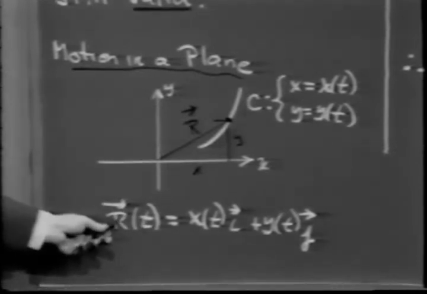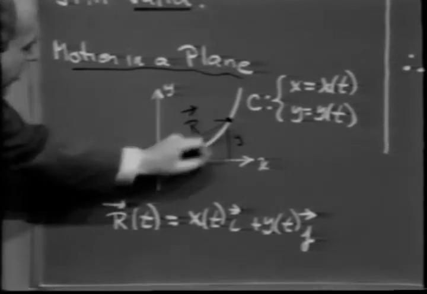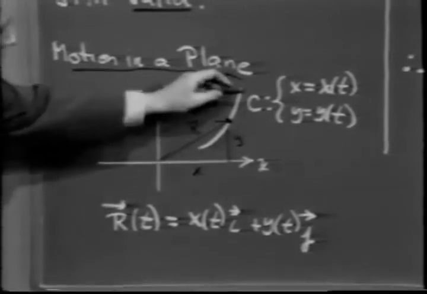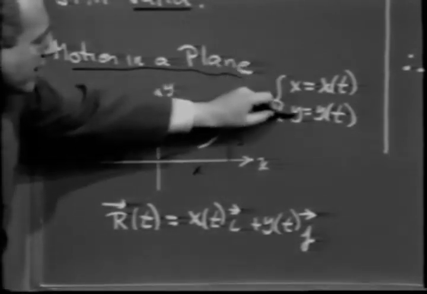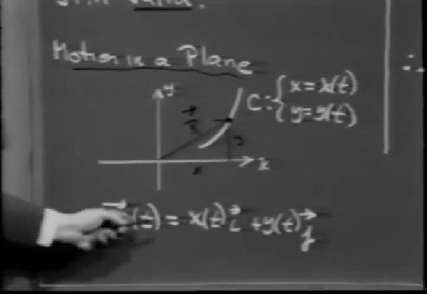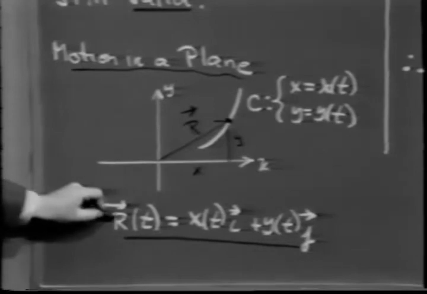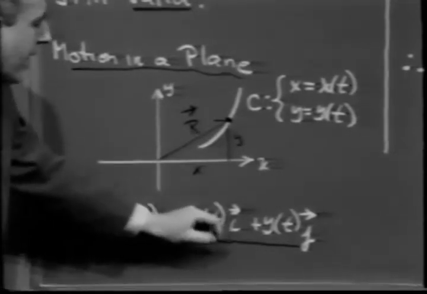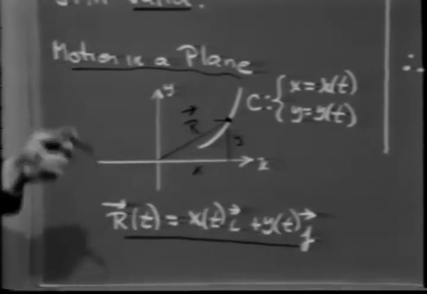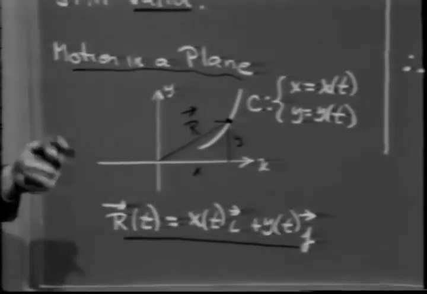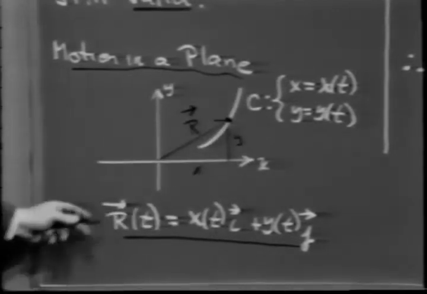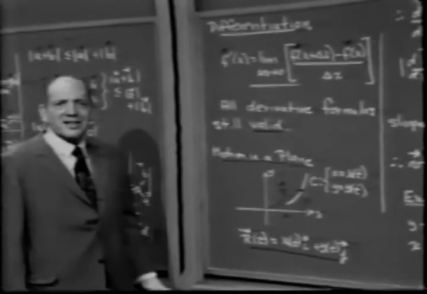Now, what is the i component of r? Well, the i component is x, and the j component is y. Notice that the pair of simultaneous parametric scalar equations, x equals x of t, y equals y of t, can be written as the single vector equation r of t equals x of t i plus y of t j, where x of t and y of t are scalar functions of the scalar variable t. Okay? Now, the question comes up, wouldn't it be nice to just take dr/dt here?